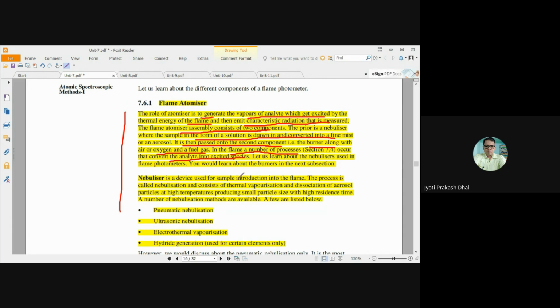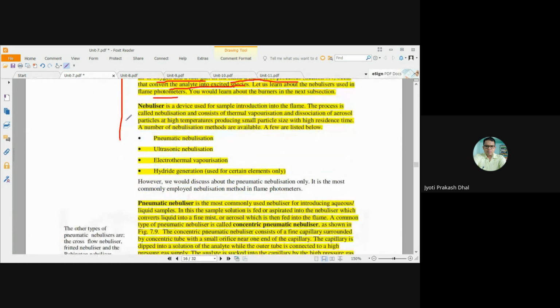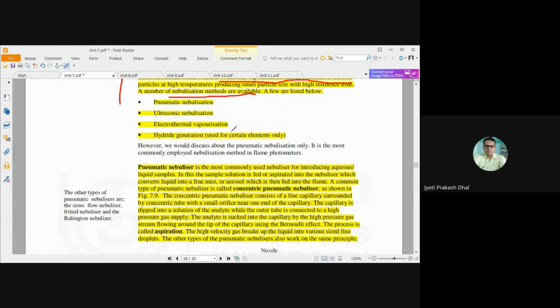Let us learn about the nebulizer used in flame photometers. Different types of nebulizers are present. A nebulizer is a device that is used for sample introduction into the flame. The process is called nebulization and consists of thermal vaporization and dissociation of aerosol particles at high temperature, producing small particle size with high residence time. A number of nebulization methods are available: pneumatic nebulization, ultrasonic nebulization, electrothermal nebulization, and hydride generation. The fourth one, hydride generation, is used for certain elements only.